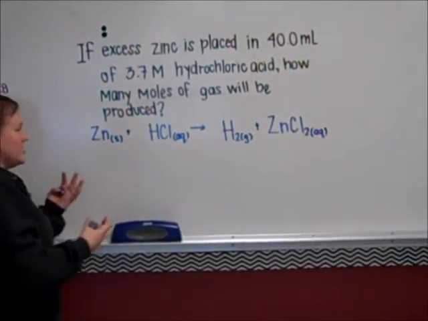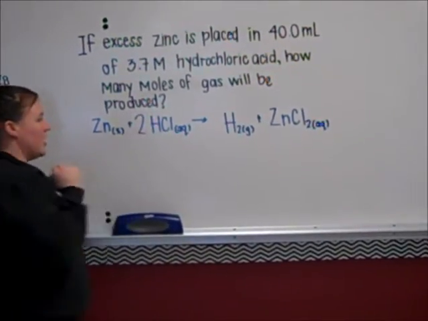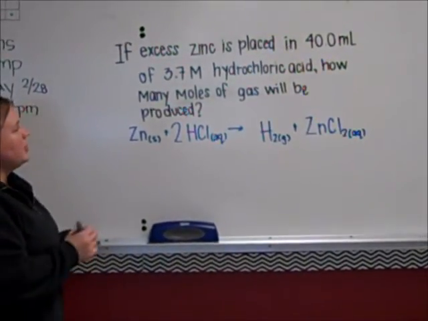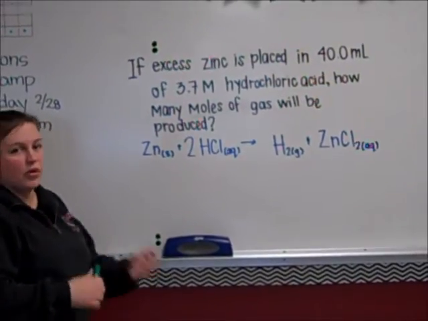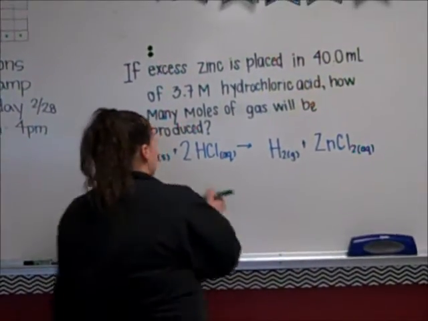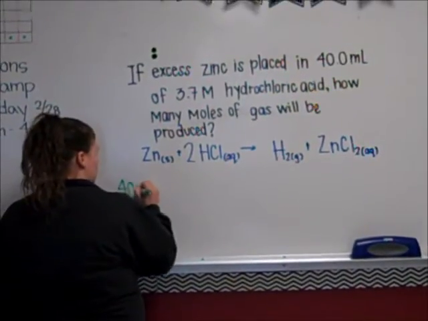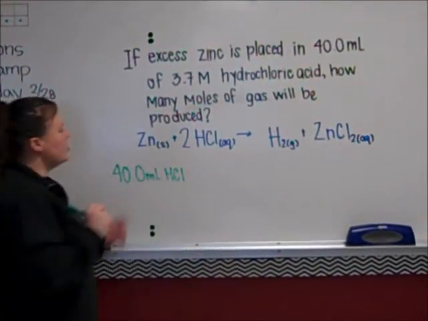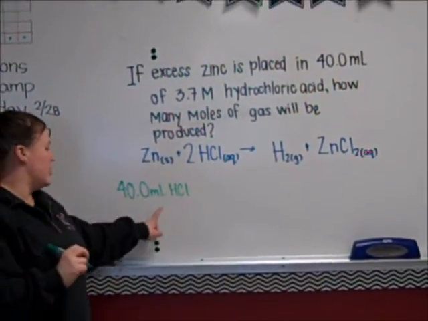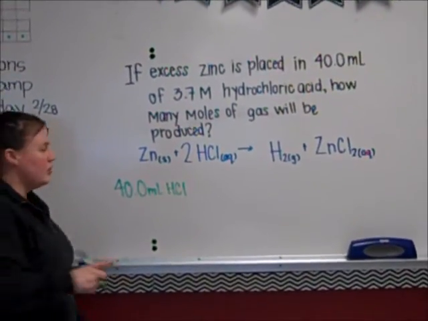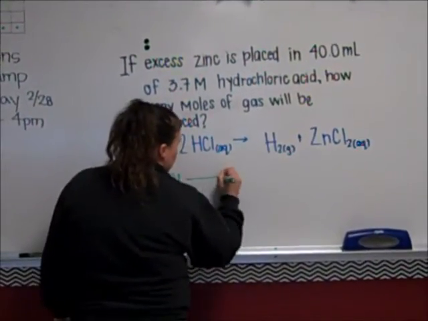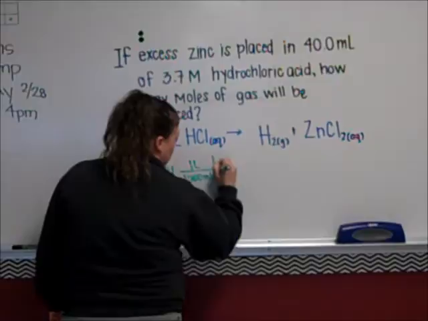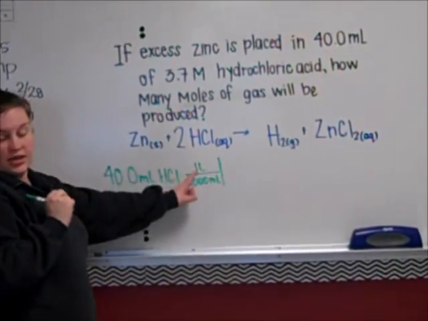So we need to balance this equation, put a 2 out in front of the hydrochloric acid, looks good. Now let's go back to our problem. We have 40 milliliters of a 3.7 molar hydrochloric acid. We're going to take that 40 milliliters and write it down first. This is 40 milliliters of HCl. In order to use this molarity and relate it to this volume, we need to convert our volume to liters. So we'd say 1 liter is 1,000 milliliters, and then we're now in liters.